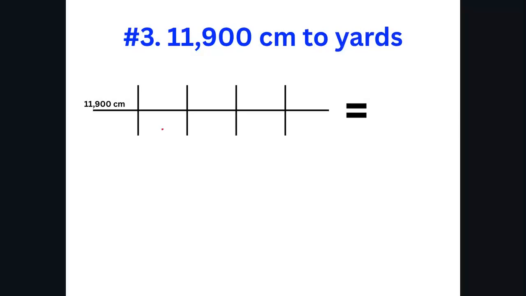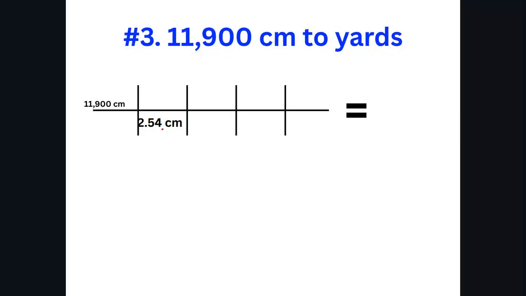Number 3, 11,900 centimeters to yards. Step 1, write what's given to you. We were given 11,900 centimeters. We just bring this unit down here, centimeters, okay? Do we have a conversion that goes directly from centimeters to yards? We don't, so we got to kind of work our way to it.